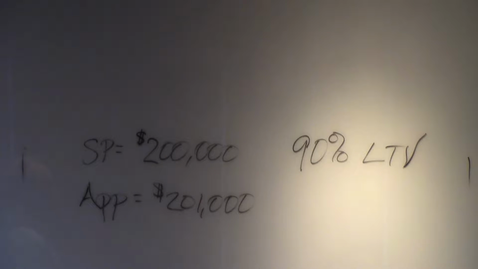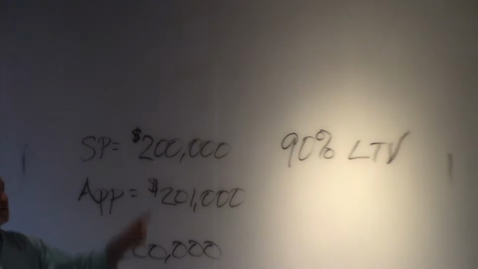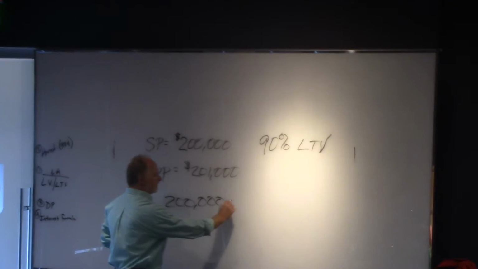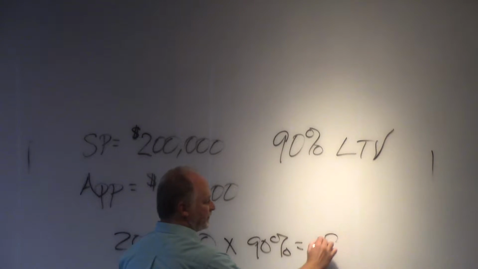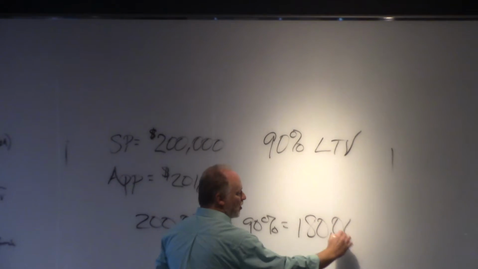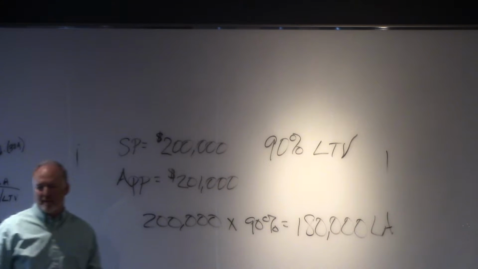The first question is, what's going to be your loan amount? We're going to use which term? The sale price, because it's lower, right? $200,000 times 90% equals $180,000, and that is your loan amount.